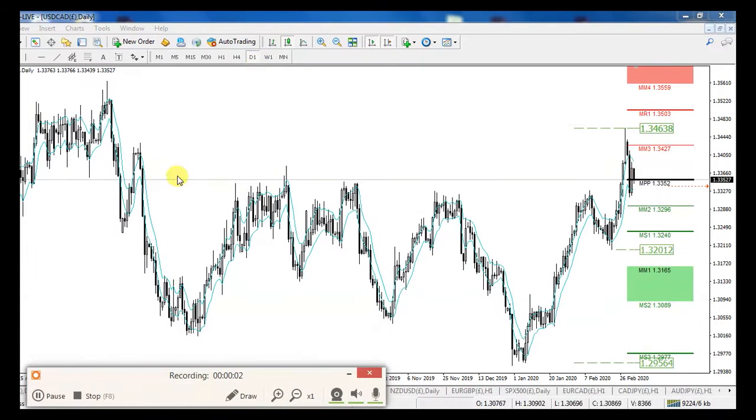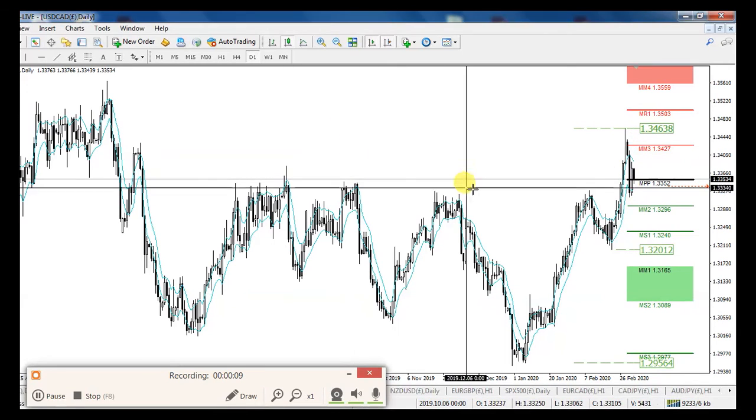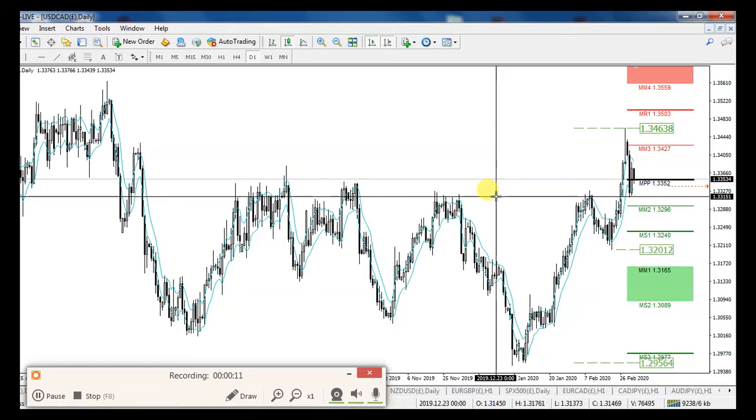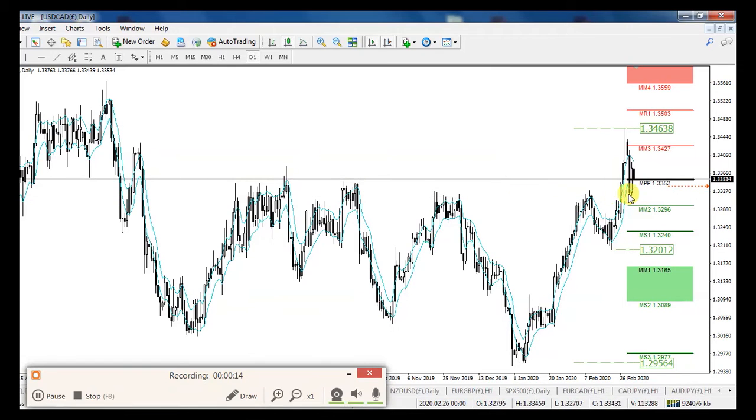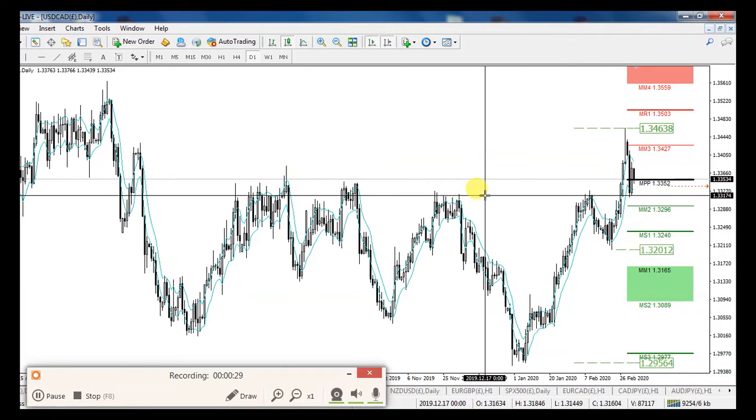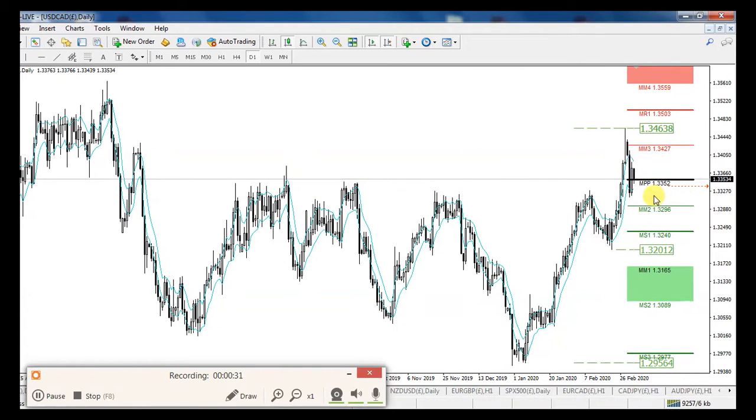The following currency is US dollar against Canadian dollar. The price has been retracing since it gapped on Sunday. It retraced down to these highs about 133.15, and it had a bit of a bounce. Yesterday it came up and now it's coming down again, which I mentioned in my weekly video, where I was expecting the price to come down to about 133.00, and it got pretty close, 133.13. If you haven't watched that video, I highly recommend it.